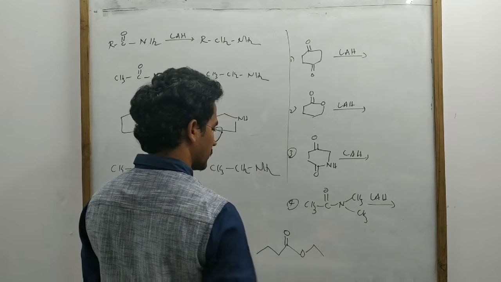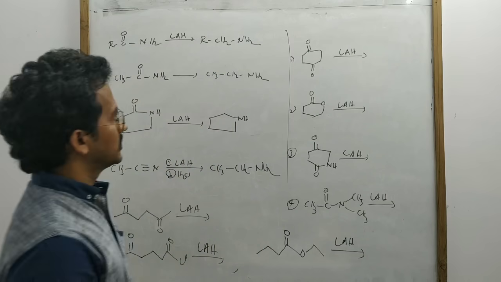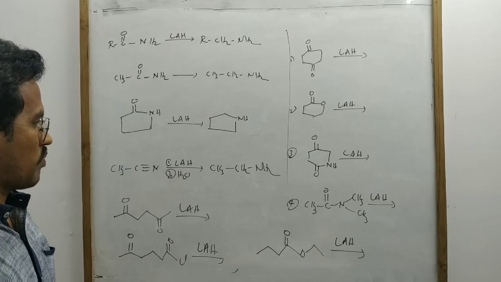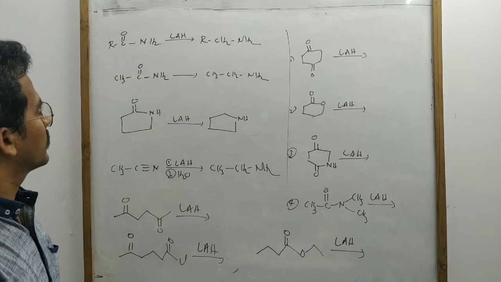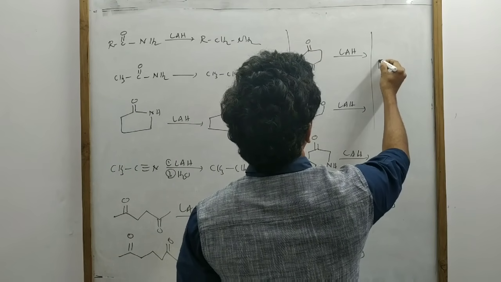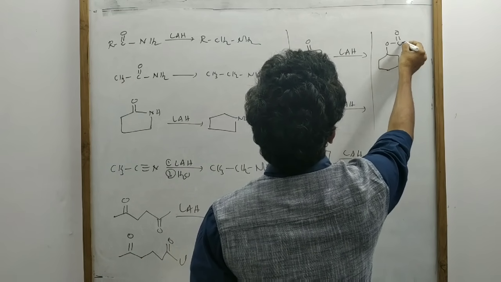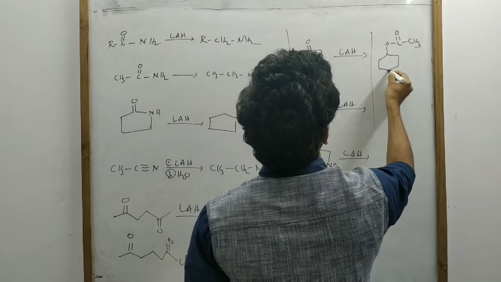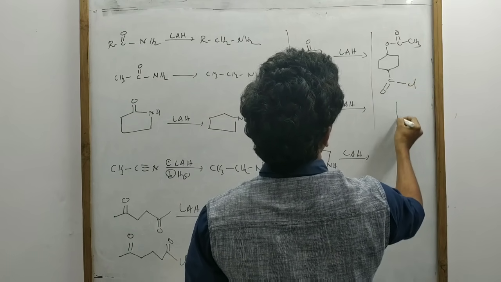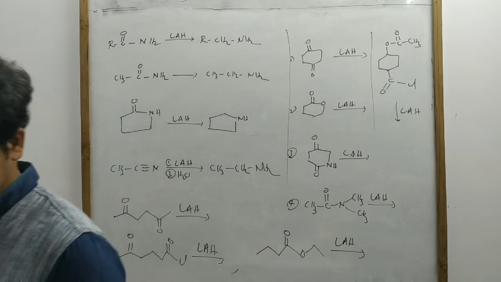Next, this one, ester, LiAlH4. Write the product. Okay. So one more reaction. This is ester. This is the acid halide. And reduction with lithium aluminum hydride. Okay, that's it.